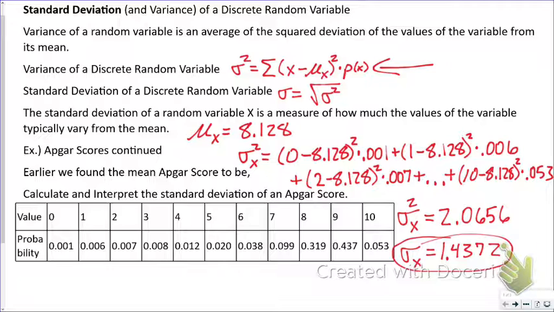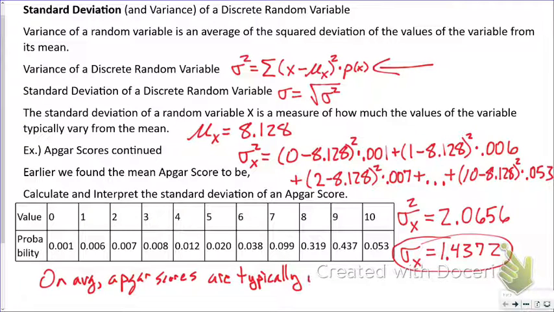So it does ask you to interpret. This is a form of an average, remember. On average, APGAR scores are typically within 1.4372 of the mean. All right, I hope that made sense. I'm going to scroll to the next because we went a little further in class today.